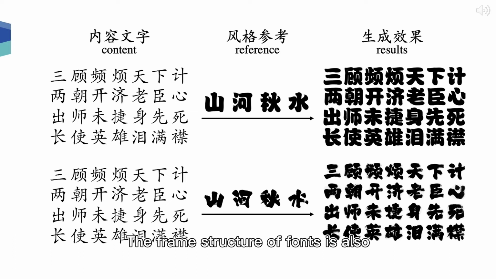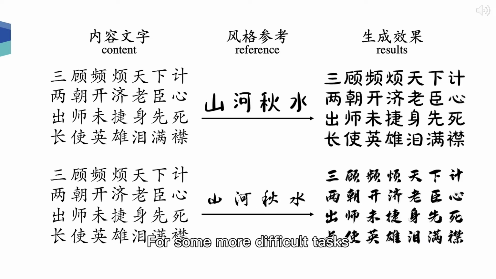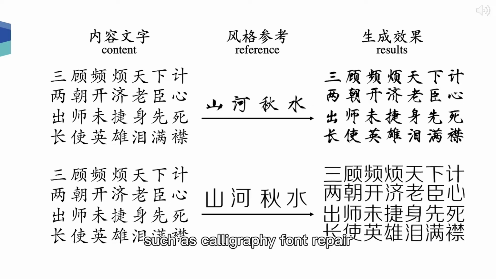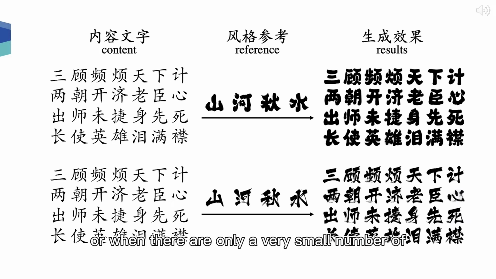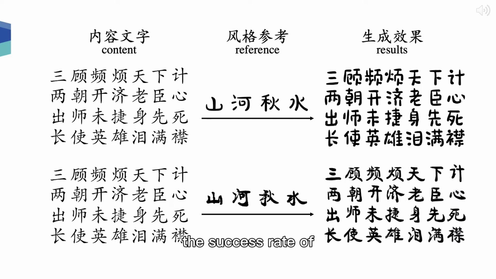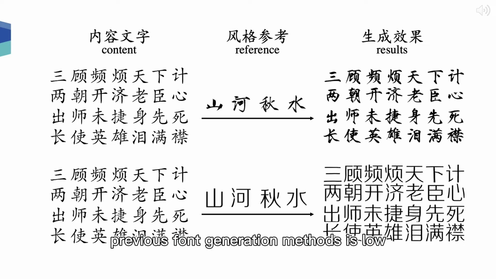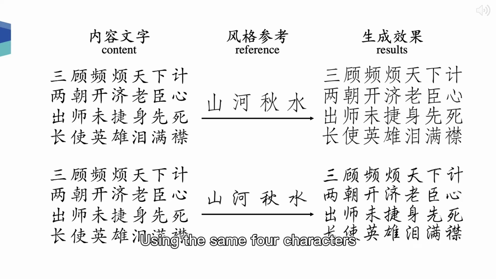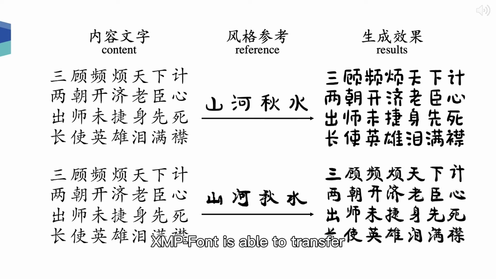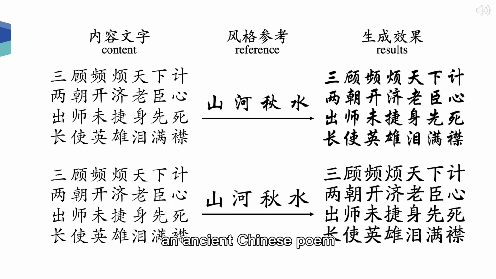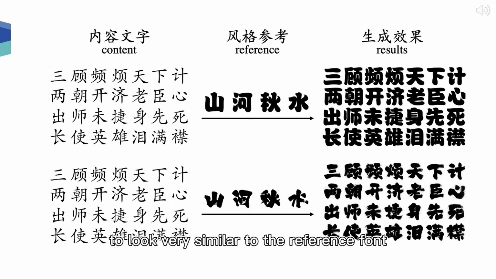The frame structure of fonts is also an important type of style information. For some more difficult tasks, such as calligraphy font repair, or when there are only a very few number of reference characters, the success rate of previous font generation methods is really low. So using the same 4 characters with different fonts as reference, XMP-Font is able to transfer an Asian Chinese poem to look very similar to the reference font.